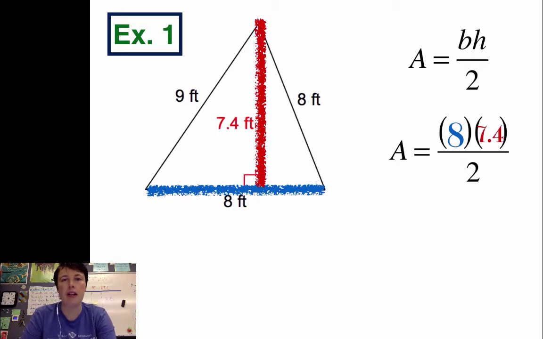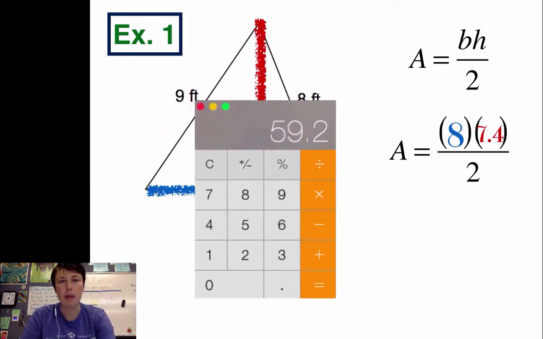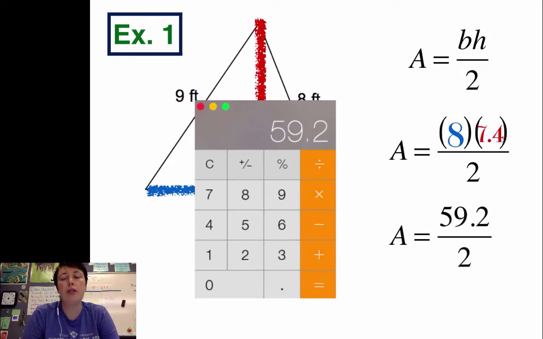Now I need a calculator. I'm going to grab a calculator and I'm going to multiply 8 times 7.4. So here we go. On my calculator, 8 times 7.4 is 59.2. You can double check me in case I make an error. It's always good to kind of double check some stuff too. Okay, so let's write that down. Area is 59.2, still divided by 2. We haven't done that last step yet.